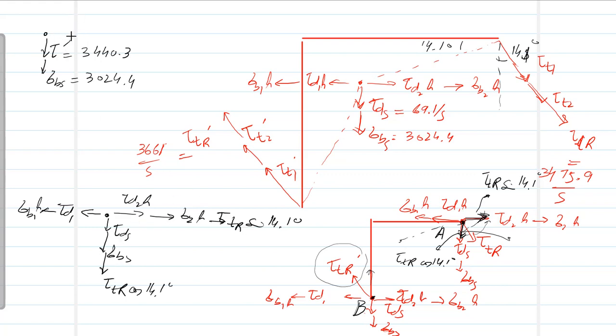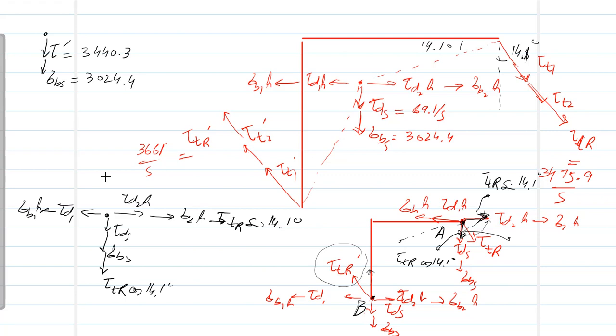Clear? So sigma tau d2h actually becomes tau d2h plus tau tr sine 14.1 degrees minus tau d1, because they are in the opposite direction. We have to subtract because we consider that there are three stresses on the right side and two stresses on the left side. So there is a possibility that the right side stresses are larger than the left side stresses.